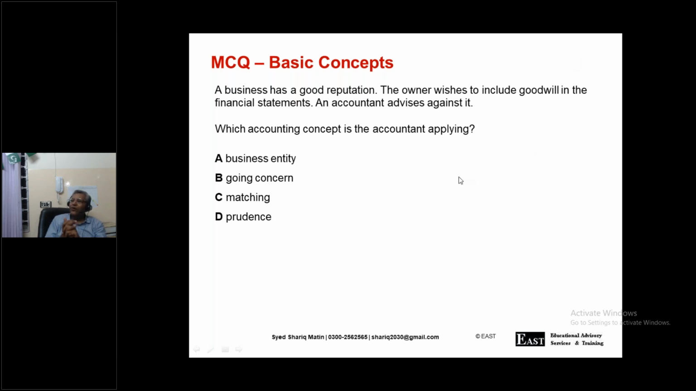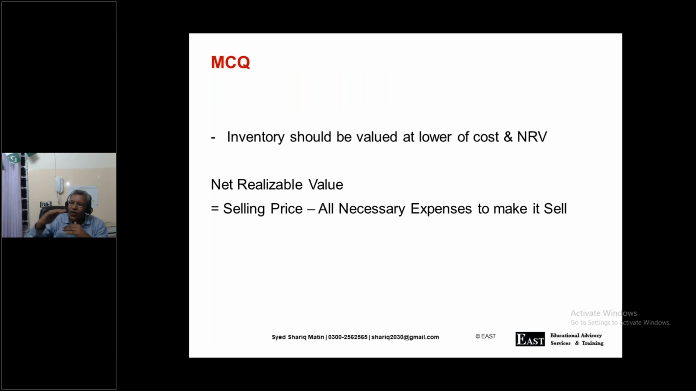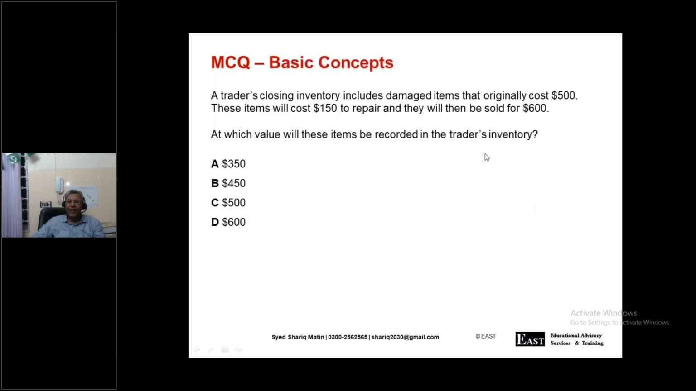Okay, again we have come to the concept we discussed on Tuesday, lower of cost and net realizable value, right? What is net realizable value? Selling price less all necessary expenses to make it sell. Selling price less all necessary expenses to make it sell is NRV, and NRV will be compared with cost. Whichever is lower, we will record at that. Let's go to the question then. And this time every one of you should answer correctly, and I'm waiting for each and every one to write the answer.